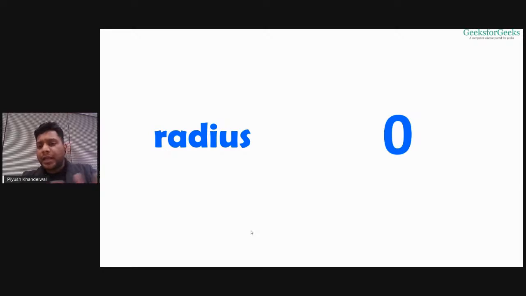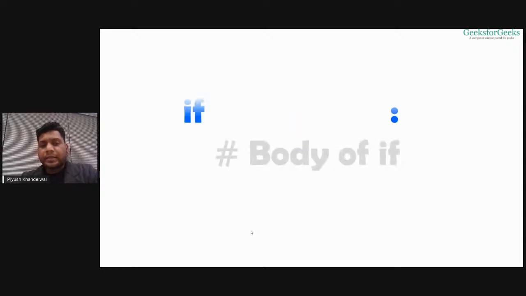Now see, in our program, what we did, we compared radius with value 0. So we wanted radius to be greater than 0, and we have seen in mathematics that we have this greater than sign, right? So we can use this greater than sign to compare radius with 0. Now you see the if statement syntax was like this: if, then we provided a certain condition, and then we wrote the colon, and then we had the body of if.